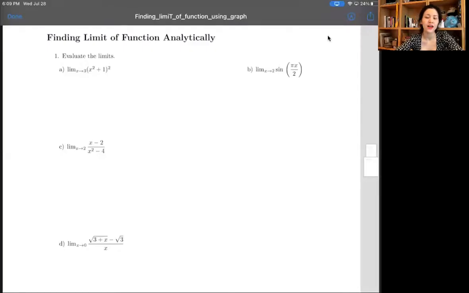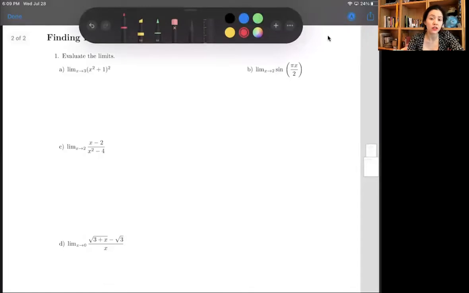Hello, everyone. Today's seminar lesson, I'm going to walk you through some examples of how to find the limit using algebra. Okay. So number 1a, I have the limit as x approaches 3 of the quantity x squared plus 1, squared. So the first thing, when you're doing a limit analytically, is you plug in the limit. That's the first thing you do.